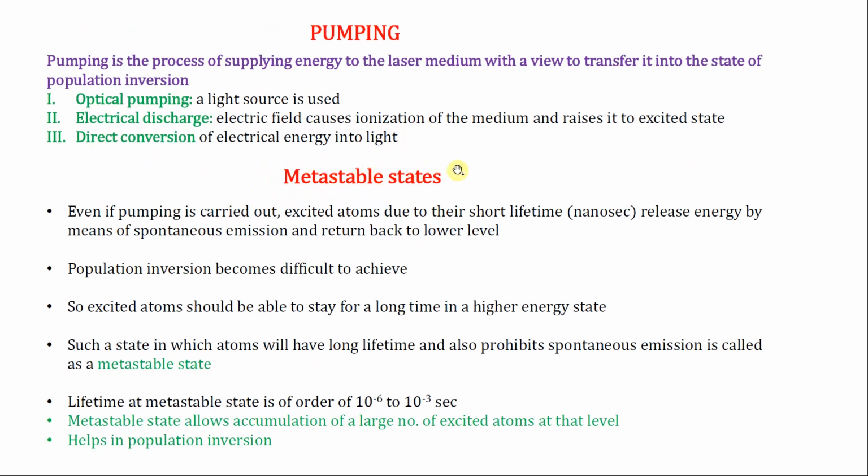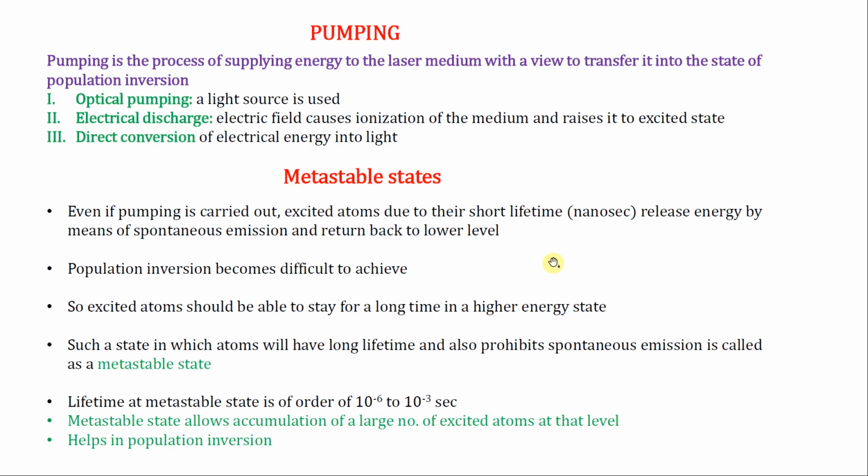Now we talked about having a metastable state so as to get the population inversion and stimulated emission going on. So let's understand what a metastable state is. As we said earlier, in an excited state, the lifetime of the atom is very short, of the order of nanoseconds. So what can happen is they end up doing spontaneous emission and the atoms can return back to the lower energy level. In that case, you cannot get stimulated emission and population inversion becomes a difficult task.